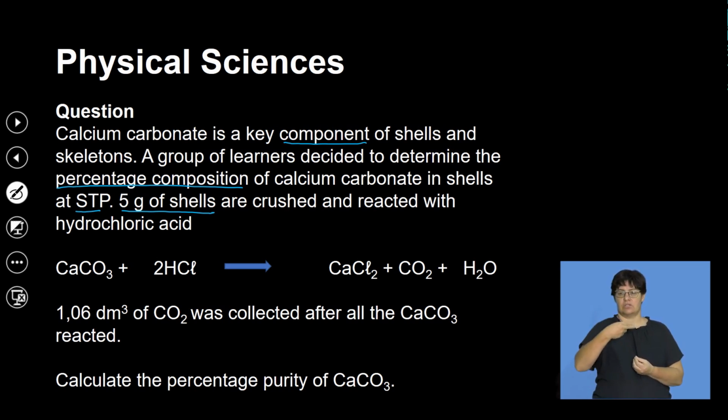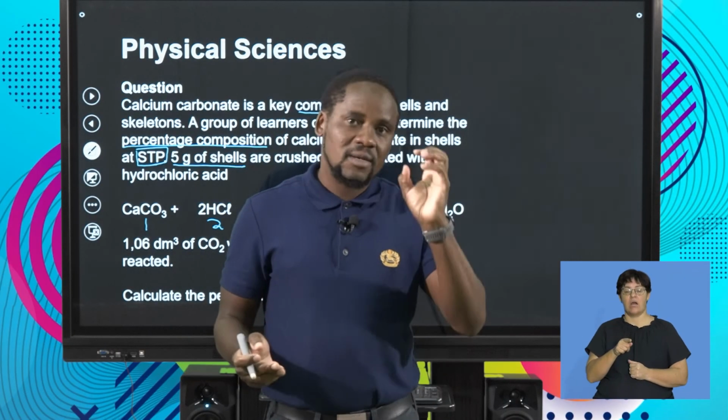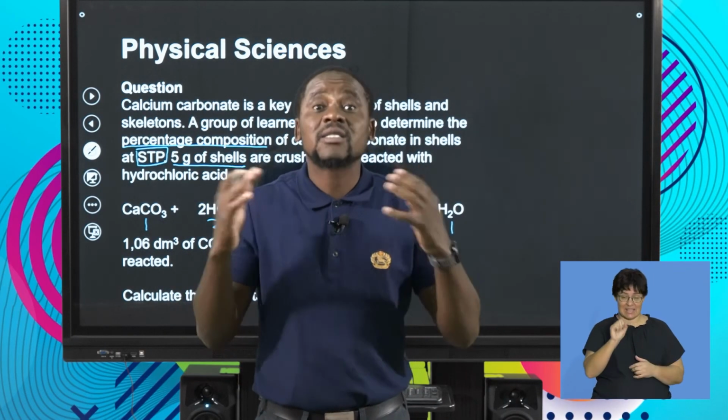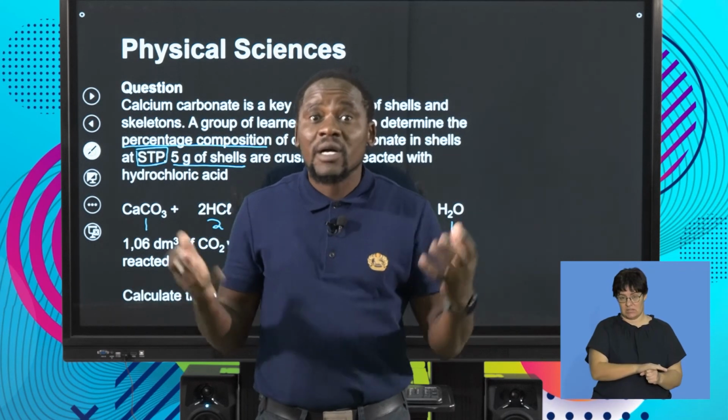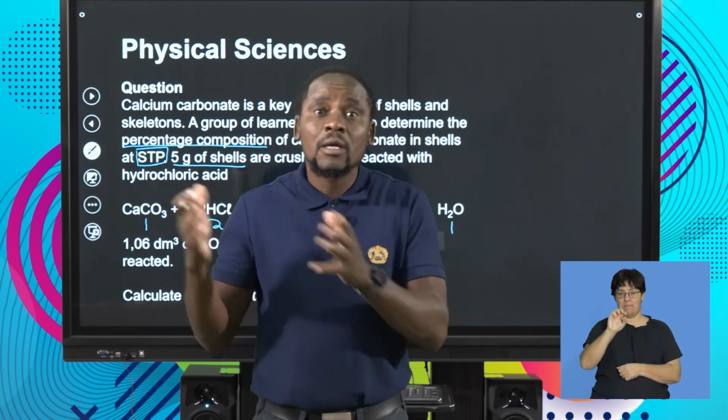So the stoichiometric ratio in which they react is 1:2:1:1:1. That's very important. And then this reaction was also conducted at standard temperature and pressure. Now, wait a minute. The moment we see STP, we immediately think of the molar gas volume, that a mole of any gas at standard temperature and pressure would occupy a fixed volume, which is 22.4 cubic decimeters per mole.